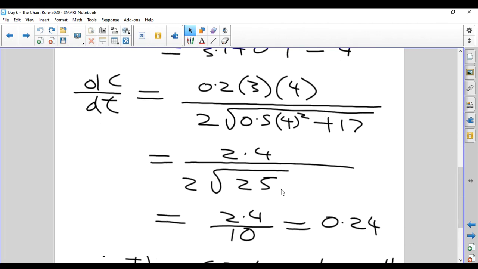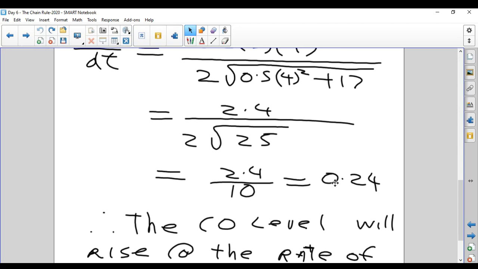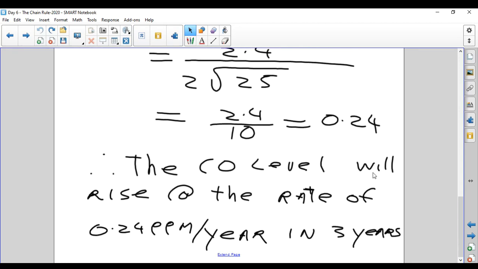So if we just do the math on that, it works out to be this, which is 0.24. And that, of course, needs proper units for us to interpret it. That's a CO level rising at the rate of 0.24 parts per million per year. Remember, we're relating emissions to time. So that's 0.24 parts per million per year in 3 years. That's the rate at which it is rising in 3 years.